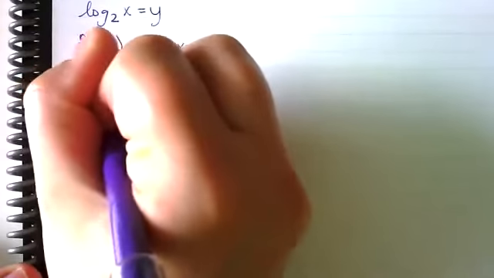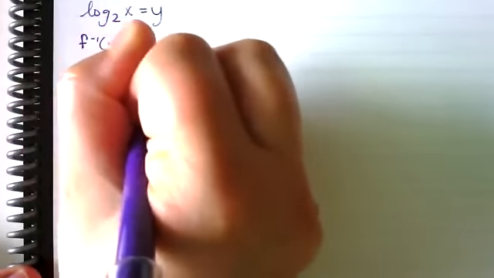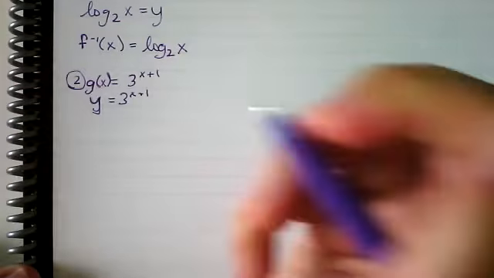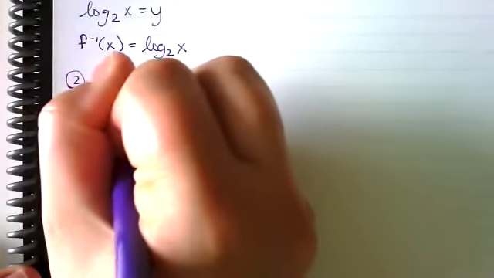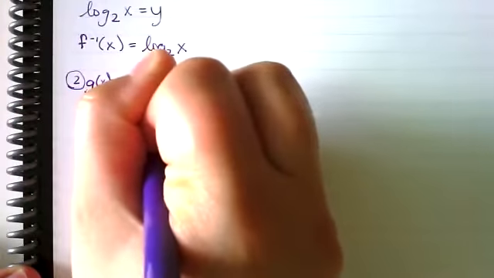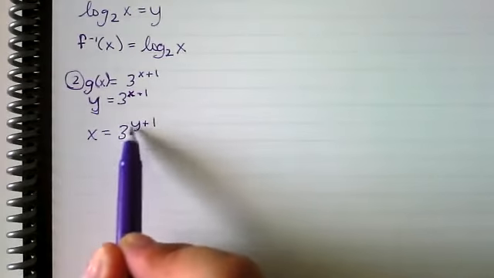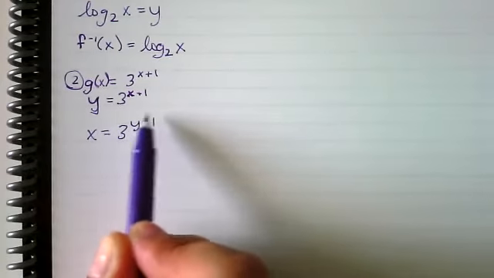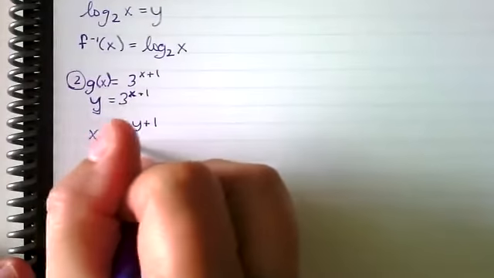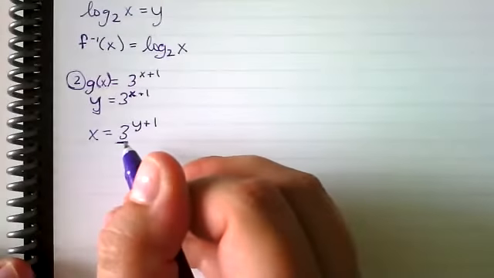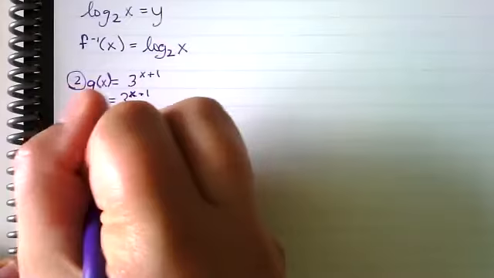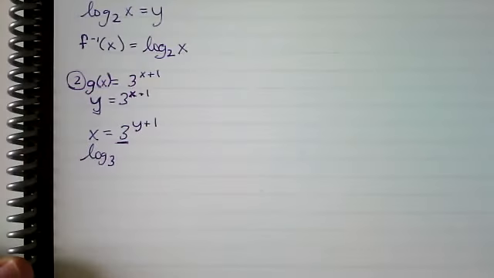So then I can rewrite it. y equals 3 to the x plus 1. Okay, so now I'm going to switch my x and y. So I've got x equals 3 to the y plus 1. Okay, and again, because the y value is up in this exponent, I'm going to have to switch it to a log. So whenever we switch it to a log, we first need to find the base. So my base here is 3. So I've got log base 3.